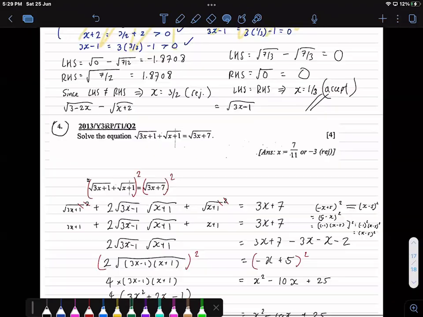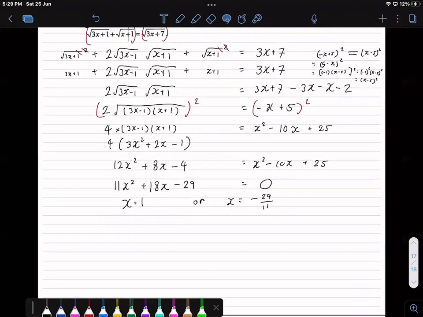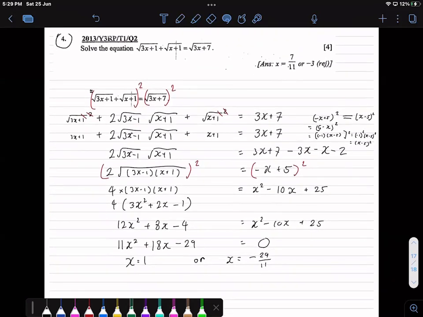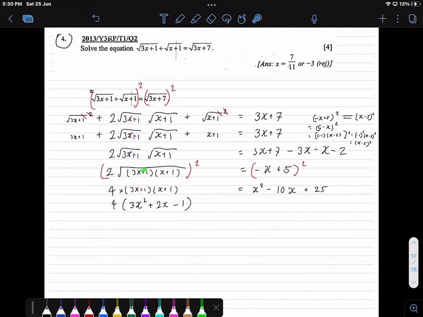Negative 3. Wait. Hold on. Something wrong. What did I do wrongly? Oh my goodness. Sorry. I copied wrongly. This is a plus. Okay, let me just quickly redo this. I'm so sorry. This one should be a plus. I copied wrongly.